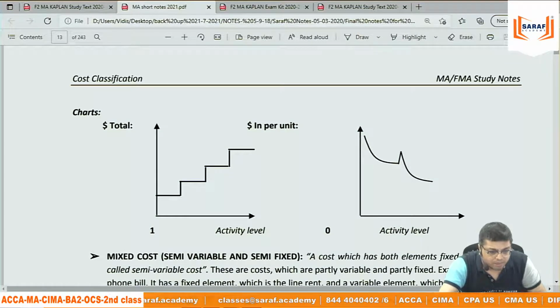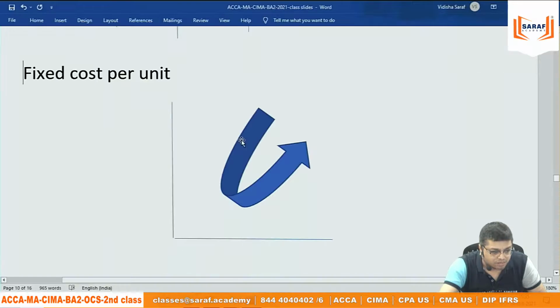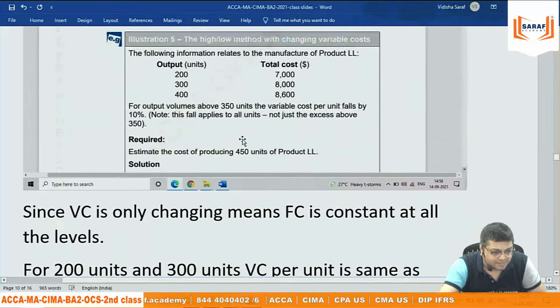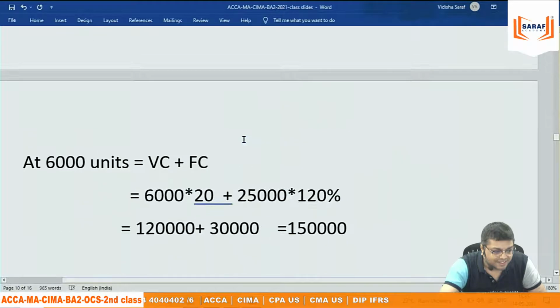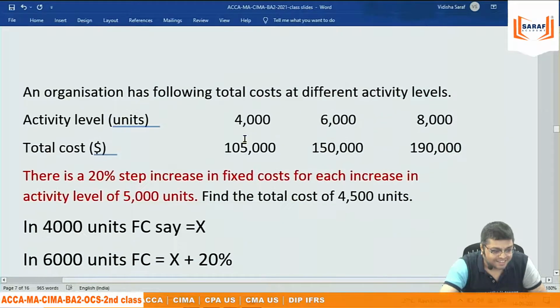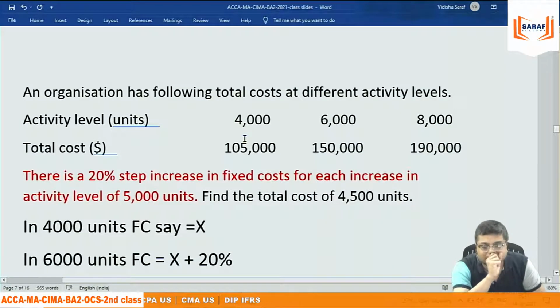Which example is this? Yes sir, Gautam ji, tell me, speak. Speak sir. Yes.